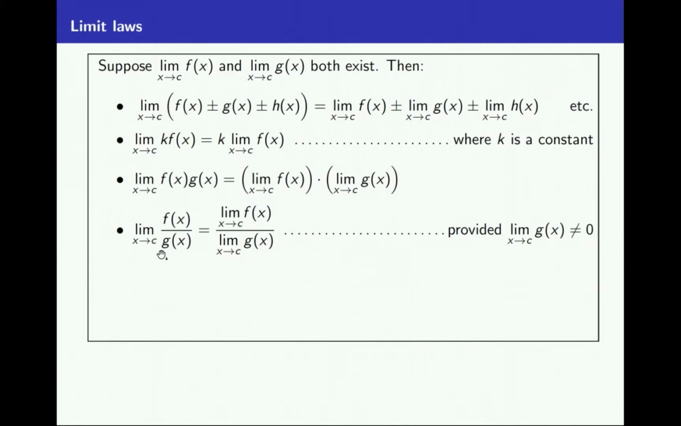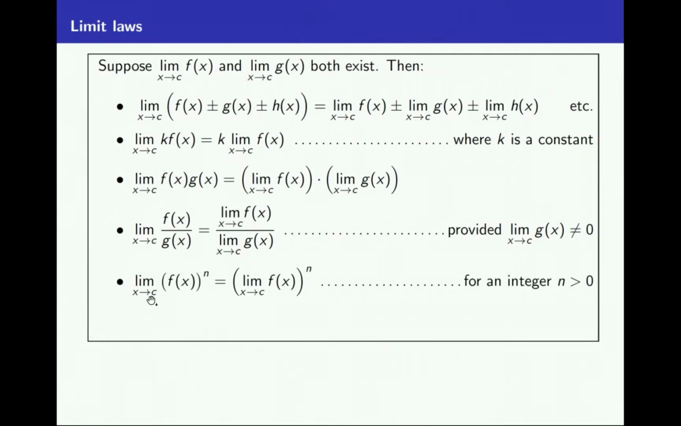The limit as x approaches c of f of x divided by g of x is the limit as x approaches c of f of x divided by the number limit as x approaches c of g of x. And it's important to note that for this limit law, it only works provided the denominator is not zero. In other words, provided the limit as x approaches c of g of x is not zero. Otherwise, you're dividing by zero, and it doesn't make sense.